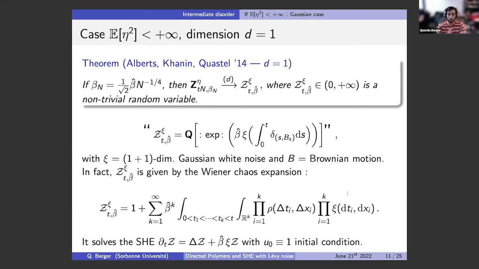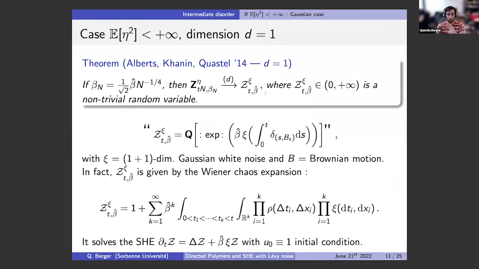And last year there were recent results by Francesco Caravenna, Rongfeng Sun, and Nikos Zygouras, who showed that you can do somehow the same type of approximation, take a good scaling for the beta n, and show that the sequence of partition functions converges to something non-trivial. And they say, well, this something should be understood as the solution of the stochastic heat equation in dimension d equals 2.